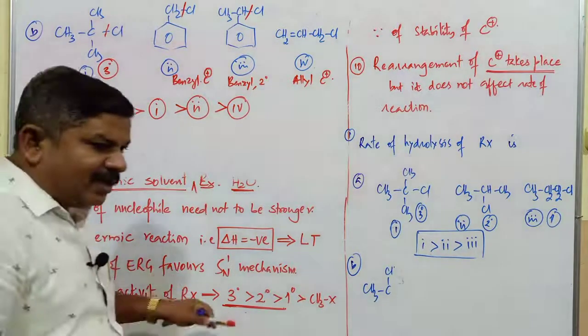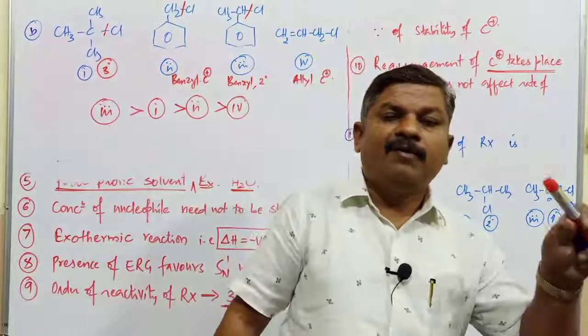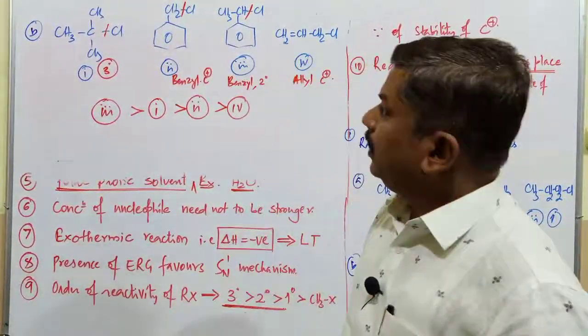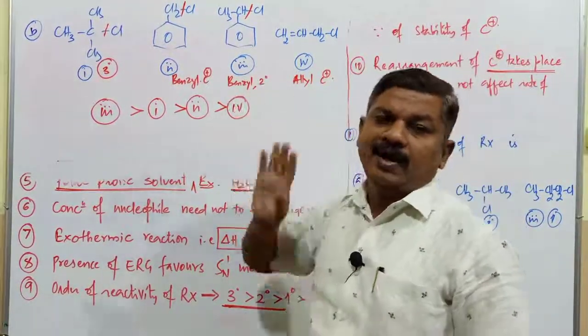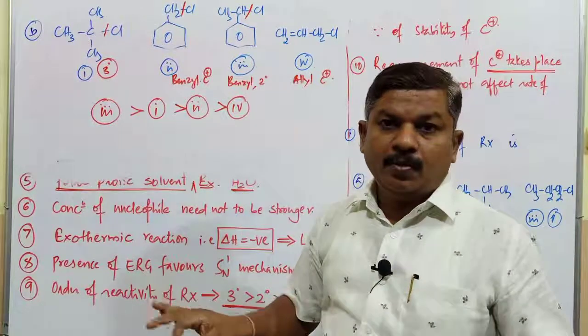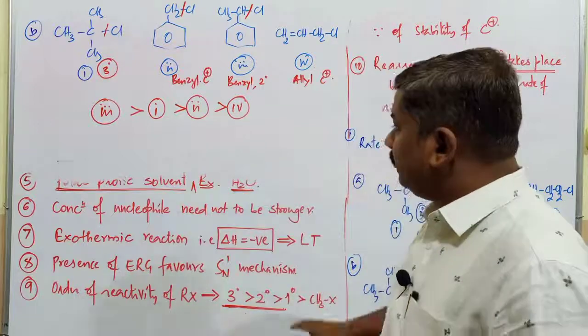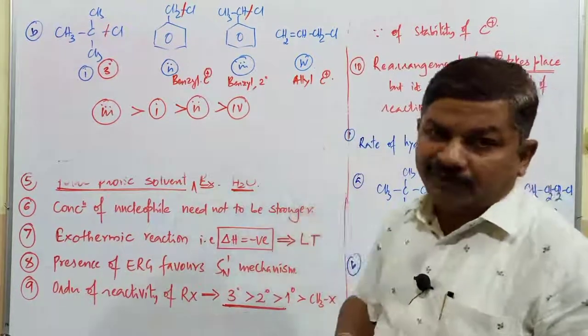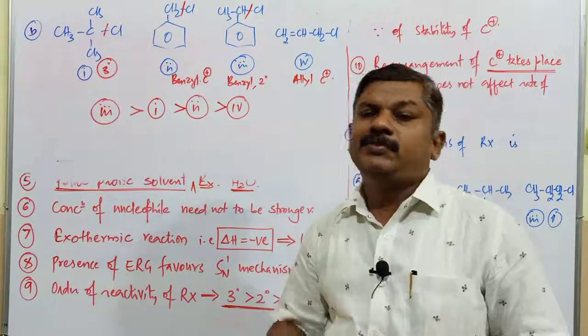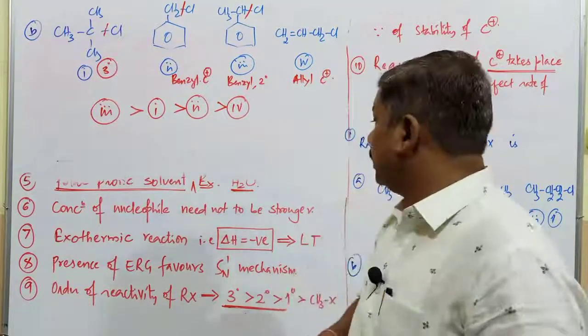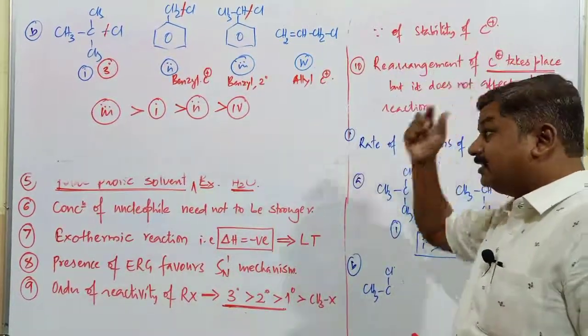In the case of the SN1 mechanism, the order of reactivity of the alkyl halide purely depends upon the stability of the carbocation, nothing else. It only depends upon the stability of the carbocation. If you remember the stability of carbocations, very clearly you can identify which molecule is more reactive and which molecule is going to be least reactive in nature towards the SN1 mechanism.